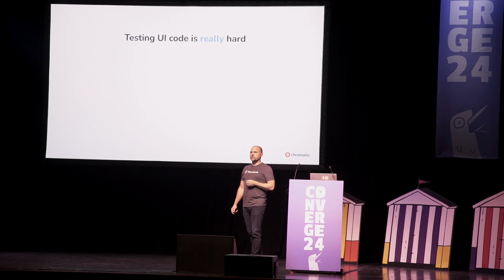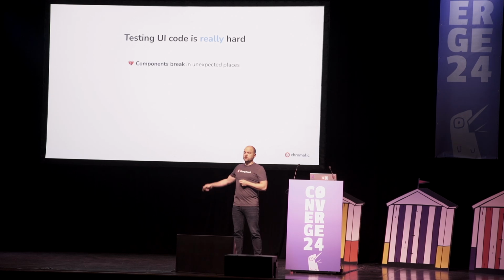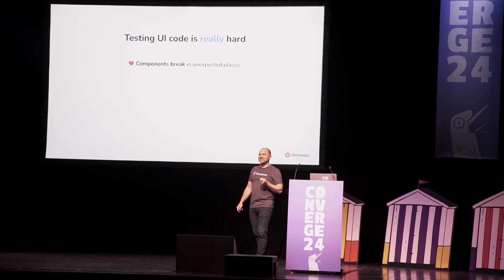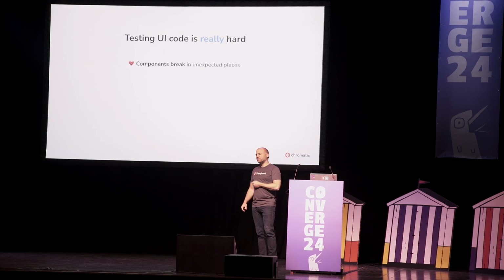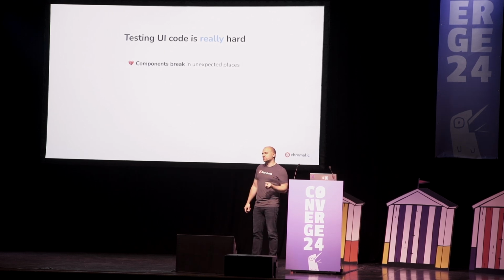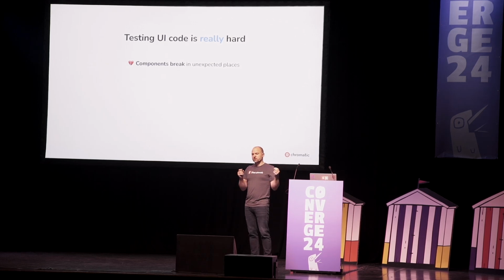Testing all this UI code is really hard. Here's my broken heart emoji. Components break in unexpected places, like the quick example I showed you. But for example, say you have a component where all of a sudden there's a very long label on it and it wraps to the next line, and that's why it no longer fits in its place, and so your UI is all messed up. And in the worst scenario, it's no longer clickable, for example, and your UI just doesn't work at all anymore.